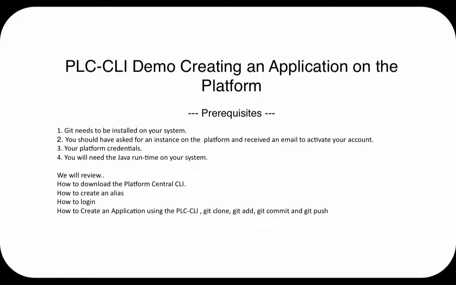Git needs to be installed on your system. You should have asked for an instance on the platform and received an email to activate your account. You'll need your credentials, which is your email address and the password you set when you activated your account. You'll need to have a current version of the Java runtime on your system.